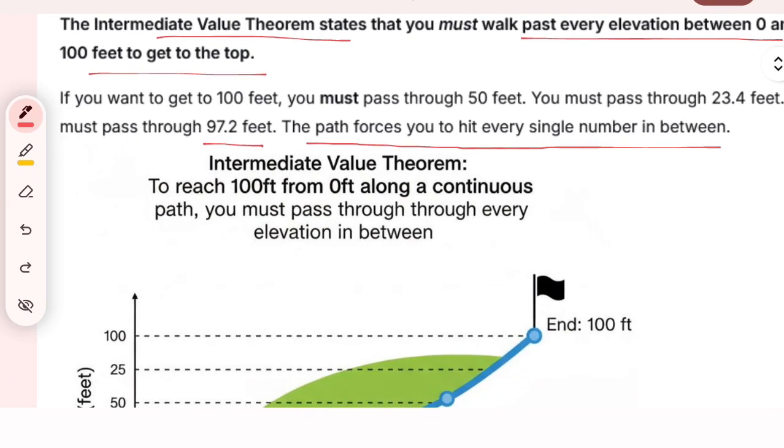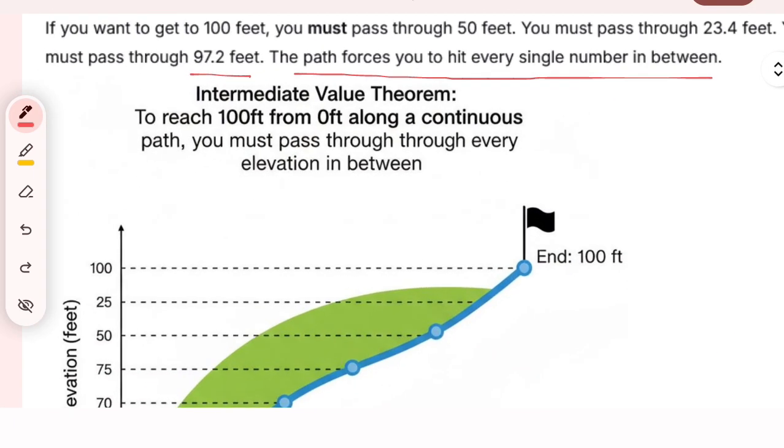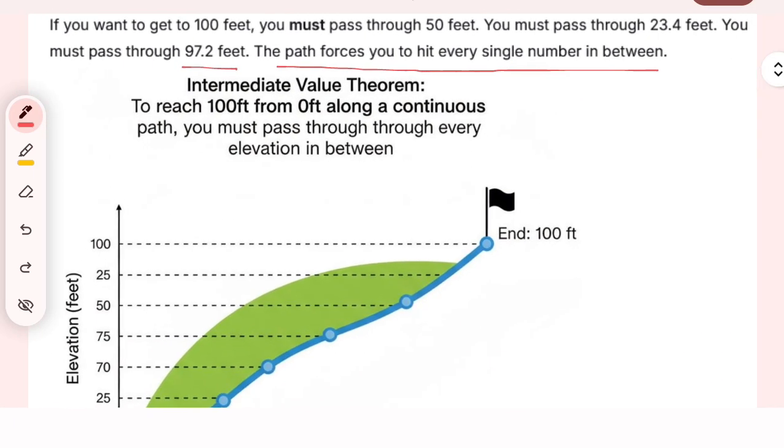So the intermediate value theorem: to reach 100 feet from 0 along a continuous path, you must pass through every elevation in between. And that is the intermediate value theorem, right? For you to reach 100 feet from 0 feet along a continuous path, you must pass every elevation in between 0 and 100.